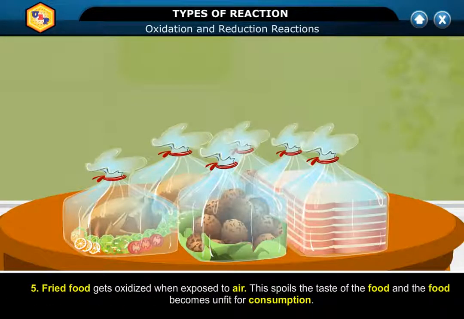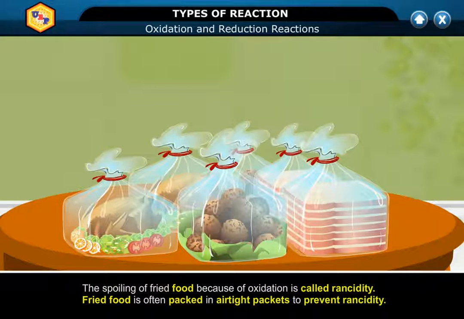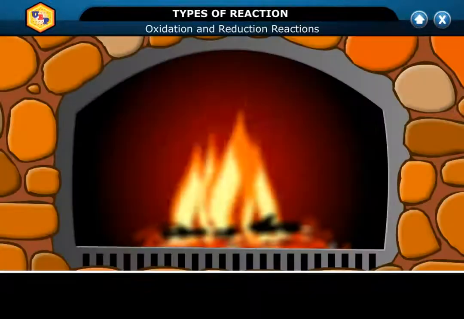Number 5. Fried food gets oxidized when exposed to air. This spoils the taste of the food and the food becomes unfit for consumption. The spoiling of fried food because of oxidation is called rancidity. Fried food is often packed in airtight packets to prevent rancidity.